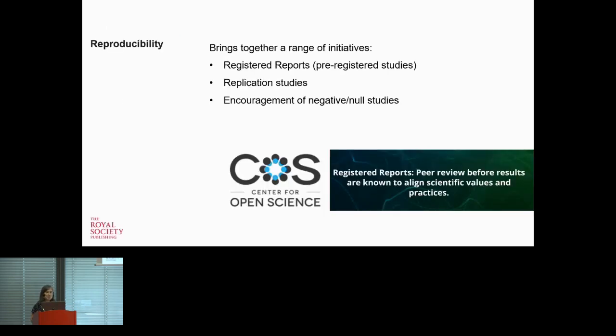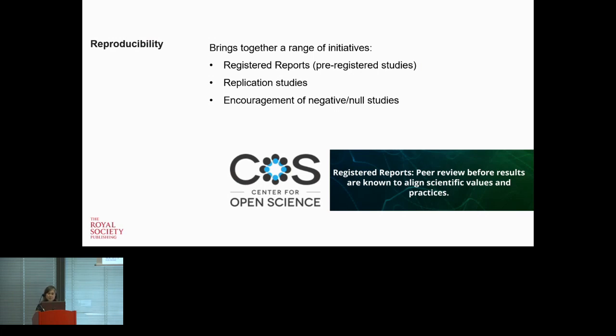And next, I'm going to be talking about the importance of reproducibility. As well as opening up the outputs of scientific research, many publishers and other organizations are trying to encourage a culture that not only permits but actively promotes reproducible science. I'm going to touch on three aspects of this. They're all quite interlinked with each other, as you will see.